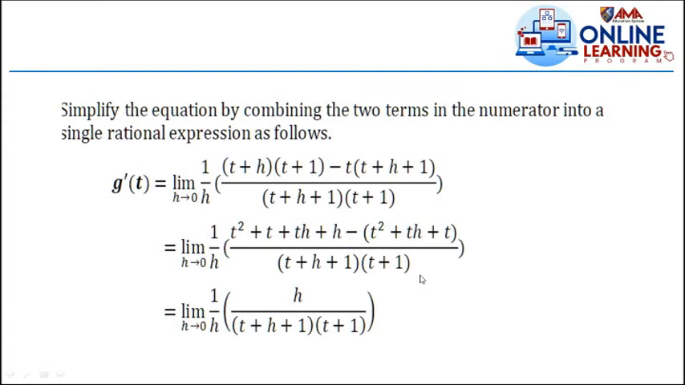Next thing we're going to do, we're going to collect like terms. t squared minus t squared, we're going to cancel. Then, positive t minus t, we're going to cancel. Positive th minus th, we're going to cancel. What's left is only h po siya. Ito na. Then, ito, siya pa rin, t plus h plus 1 multiply by t plus 1 as h approaches to 0. Okay? Next.